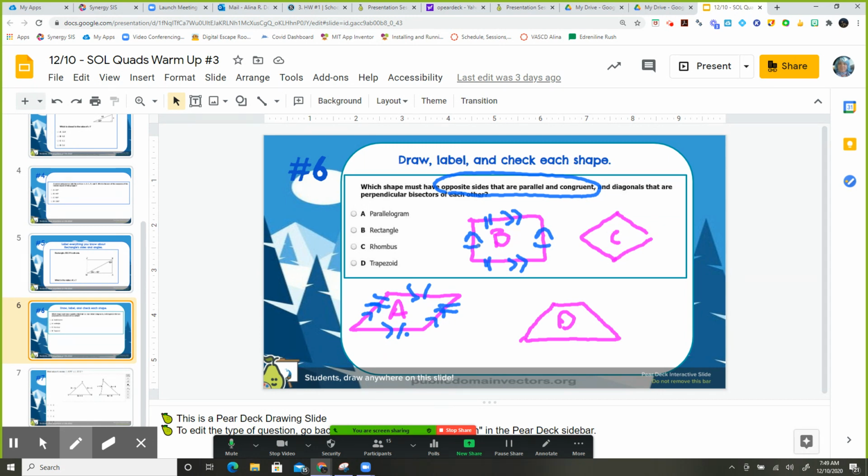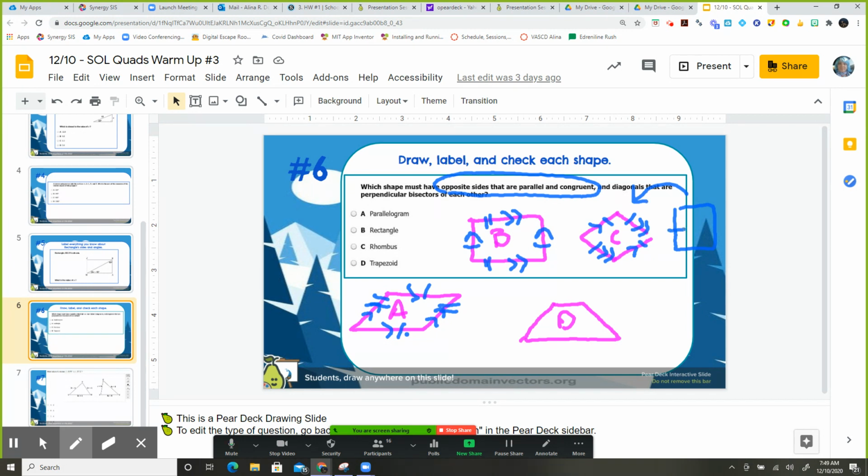How about the rhombus? Does it have parallel and congruent sides? Anybody remember? I heard a yes and a no at the same time. So parallelograms are squares that have been run over by a truck. I know that sounds weird. My brain works in very weird ways. It's okay. You can judge me for it. I don't mind. But a rhombus is a square that's been run over by a truck.